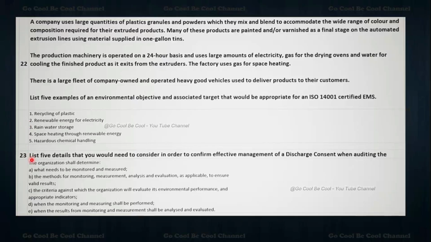List 5, 23rd question, the last question is: list 5 details that you would need to consider in order to confirm effective management of the discharge consent when auditing the organization. The organization shall determine what needs to be monitored and measured, what methods for monitoring, measurement, analysis and evaluation to ensure valid results, the criteria against which the organization will evaluate, when the monitoring and measurement shall be performed, and when the monitoring and measurement results shall be analyzed and evaluated. So these are all the things we have, my dear friends.